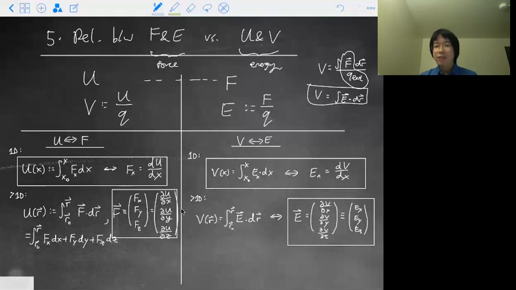So this is the relationship between V and E. One is the derivative of the other, one is the integral of the other. So if you integrate E, you get V. If you differentiate V, you get E. But E has components, so you need to differentiate with respect to which coordinate you get that component of. So this is the takeaway from here.